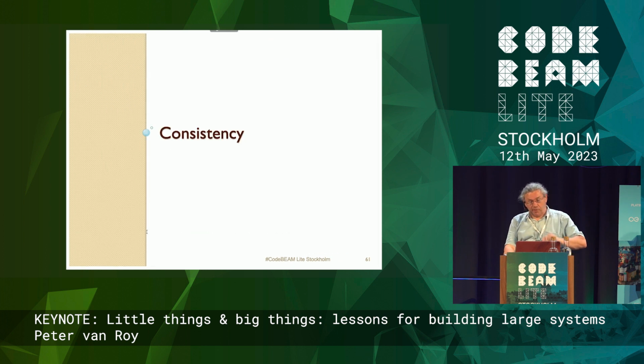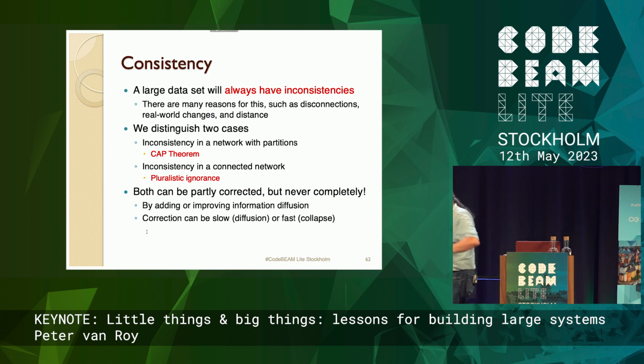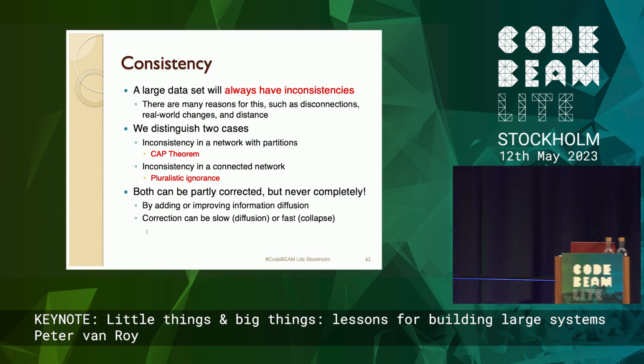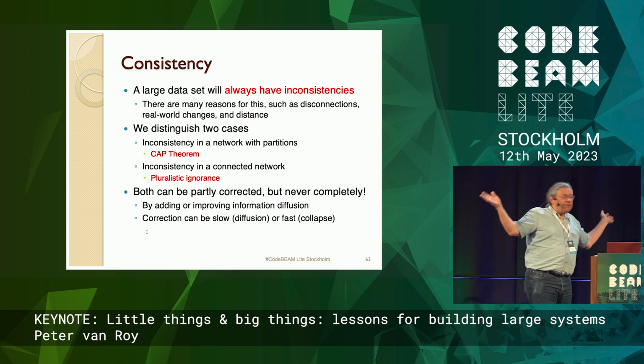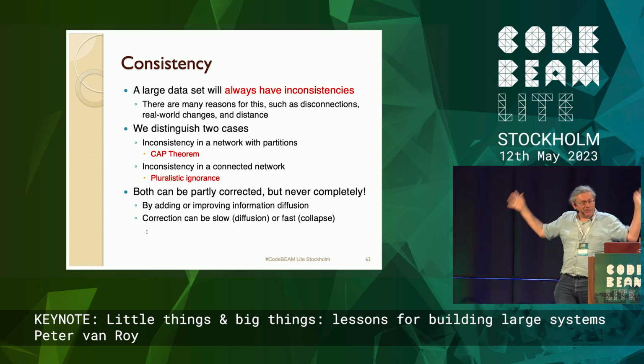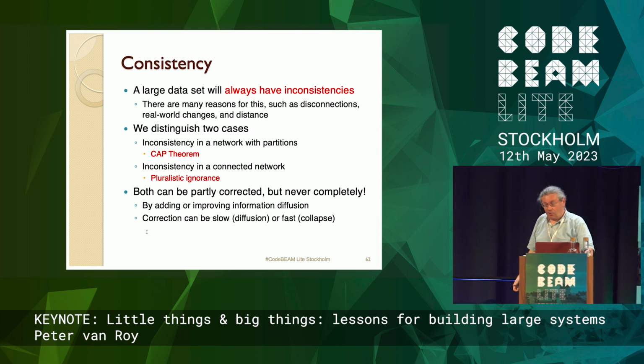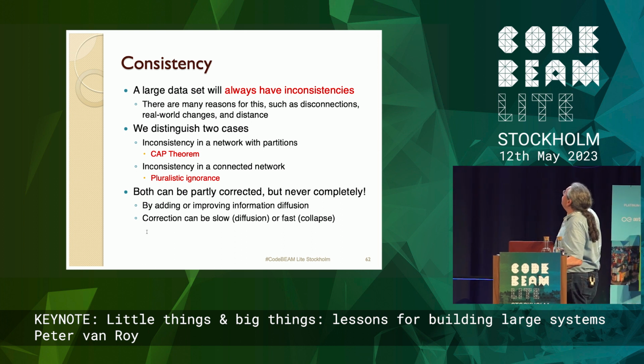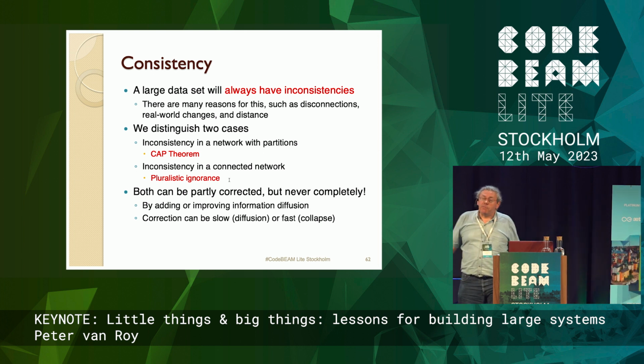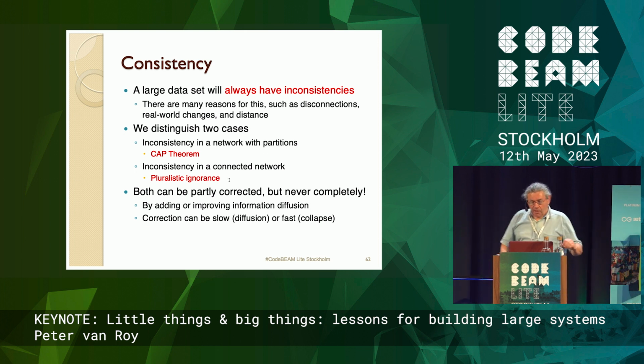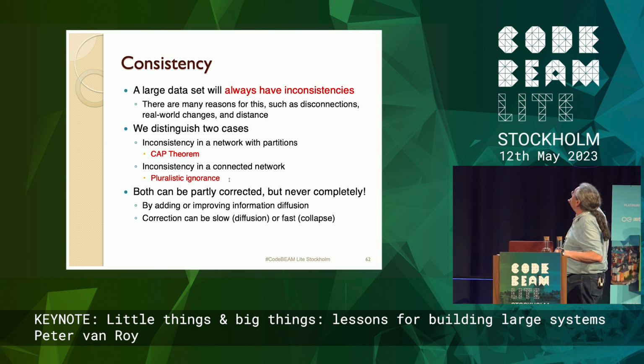And it leads to another point, which is consistency. So in large, big systems, you have lots of data, and the data will always be inconsistent. Consistency is a mirage. Forget consistency if you have large data, even tracking real-world changes, okay? So let me give you two examples. One is very well known. It's called the CAP theorem. The other one is less well known. It's called pluralistic ignorance, but it's maybe even more important. And you cannot really correct it.